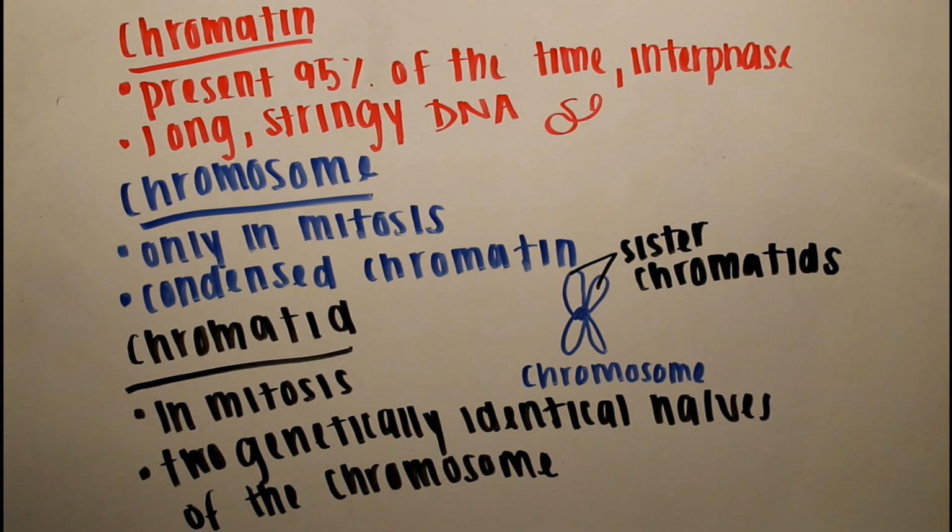Upon finishing this video, there are a few things that you should be able to do. You should be able to draw a picture of unreplicated chromatin, replicated chromatin, an unreplicated chromosome, and a replicated chromosome. Define the term chromatinterphase and explain its significance. Name the phases of interphase and describe what each phase does. Identify the form DNA is in during each step of the cell cycle. And lastly, differentiate between chromatin, chromosomes, and chromatids.